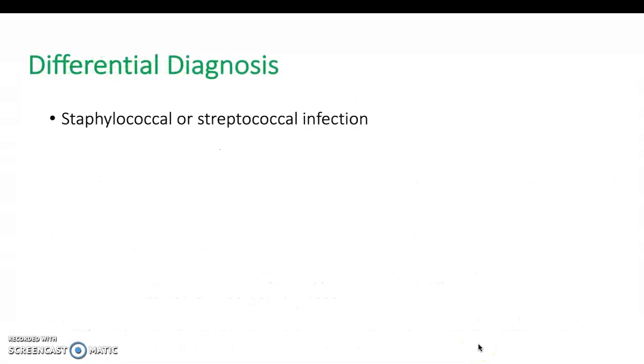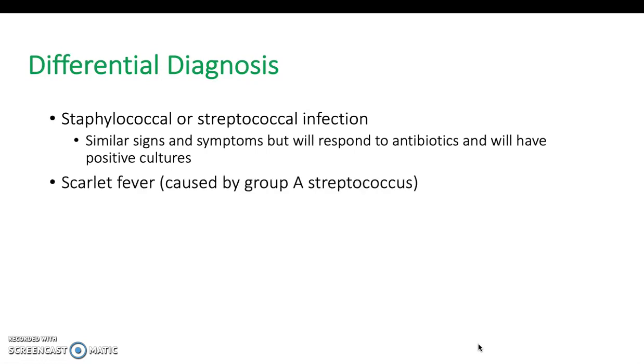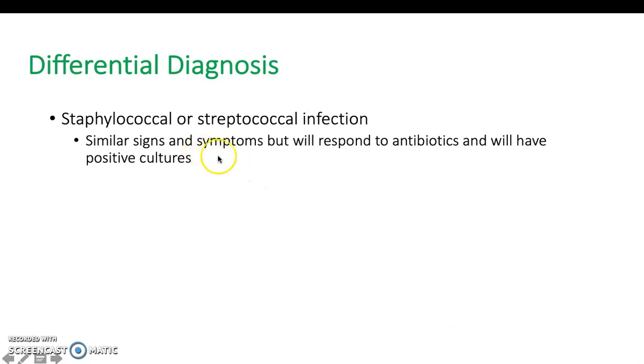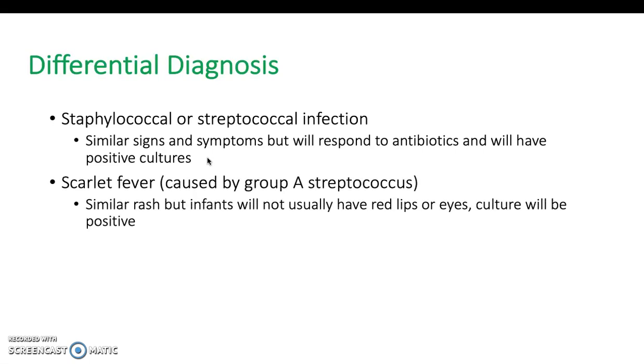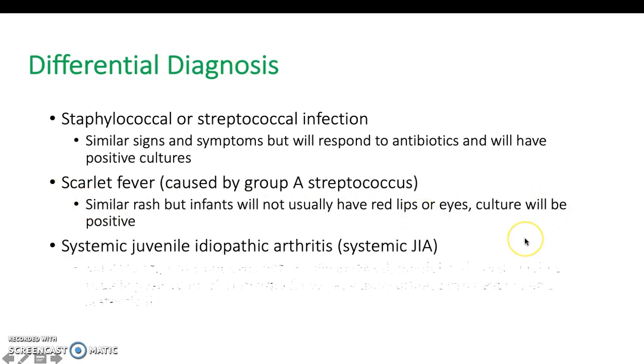So differentials, the staphylococcal or streptococcal infection, because they will have a fever, similar signs and symptoms, but these will respond to antibiotics and you'll have positive cultures. So that's the main difference between all these differentials and then Kawasaki. Kawasaki won't respond to antibiotics and it won't have a positive culture. So again, you may have a similar rash, that's why this scarlet fever can be misdiagnosed, and similar symptoms, but again the culture will be positive.